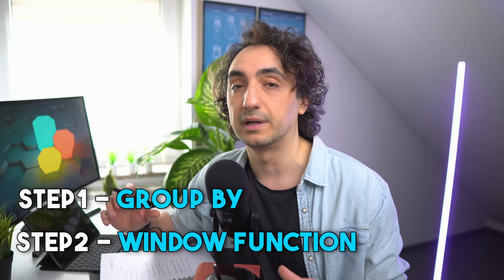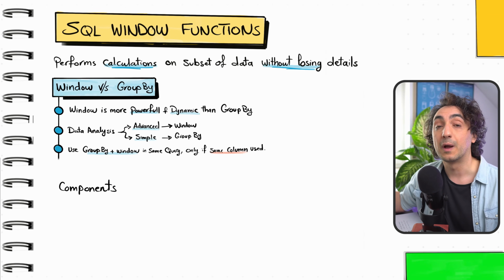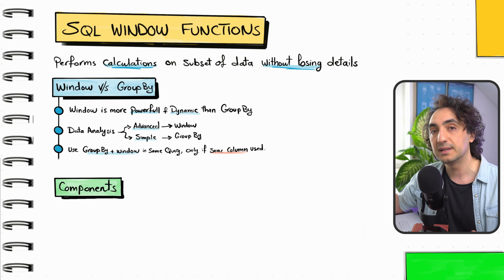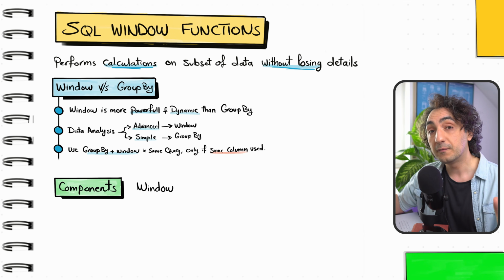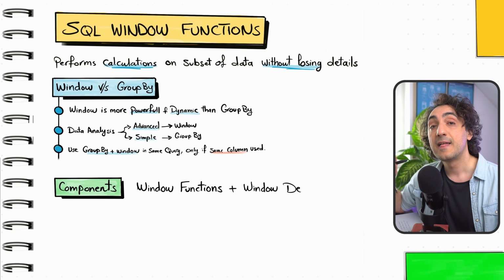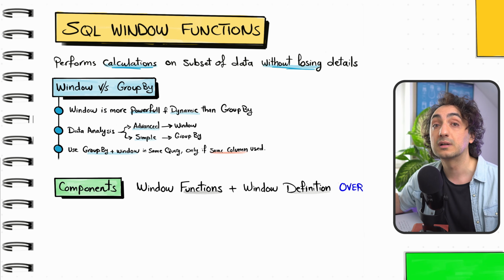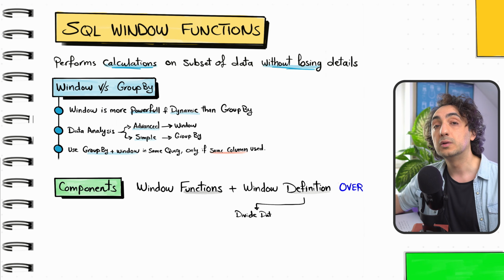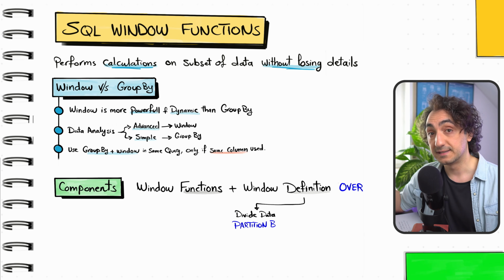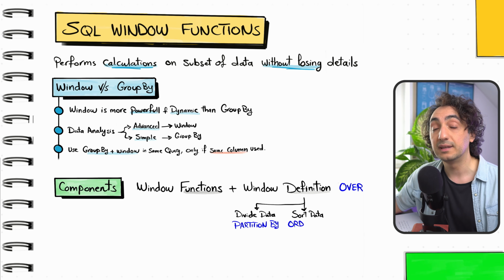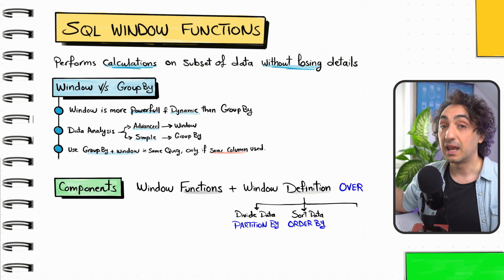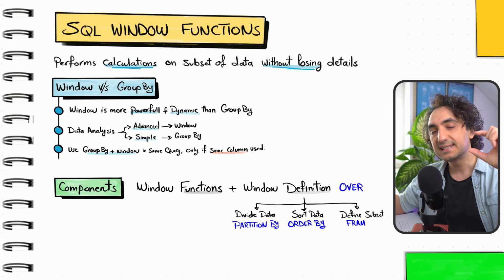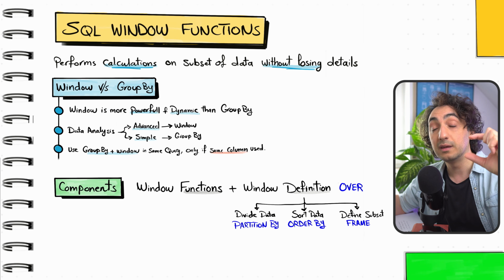Now to the next point about the window components. We have 2 main components. The first one is the window function, and the second part is the window definition using the over clause. And inside the over clause we can define 3 things. If you want to divide the data to create windows, you can use the partition by. Second, we have the order by in order to sort your data. And the last part, you can specify a subset of data like a frame within each window.